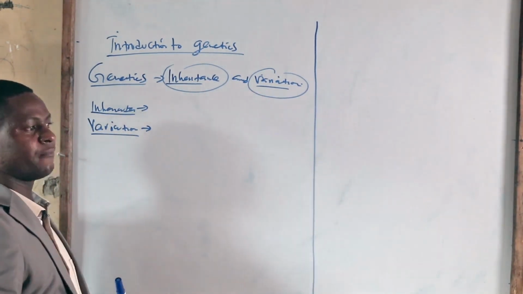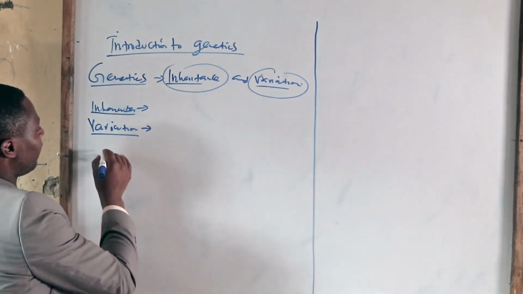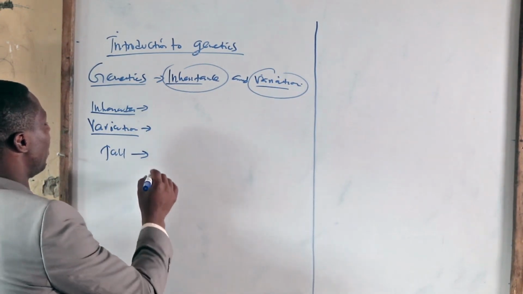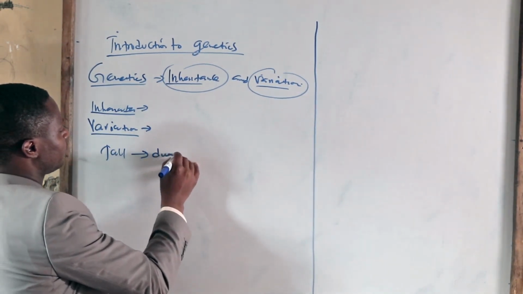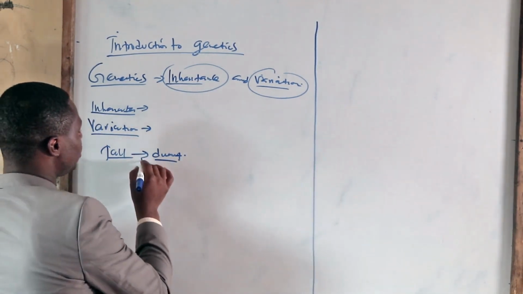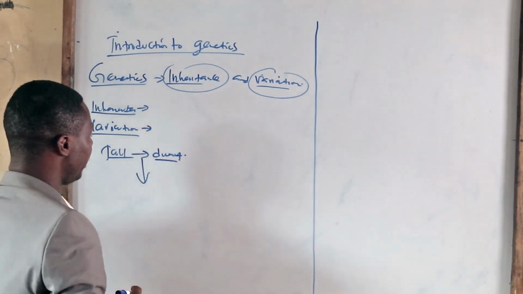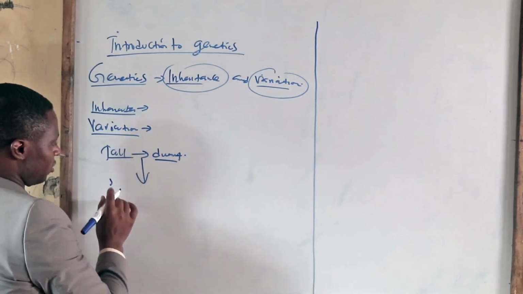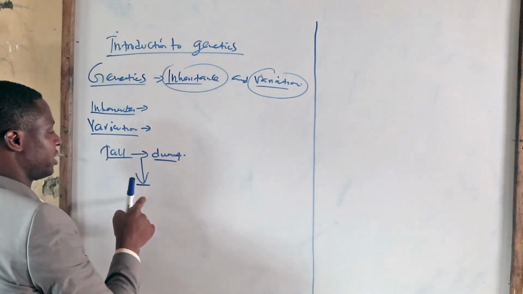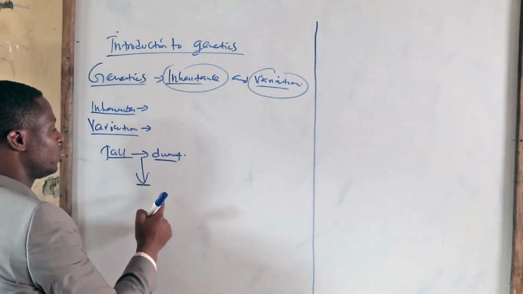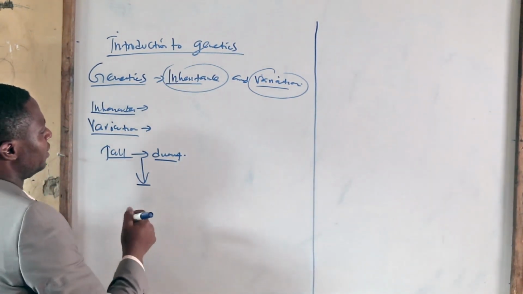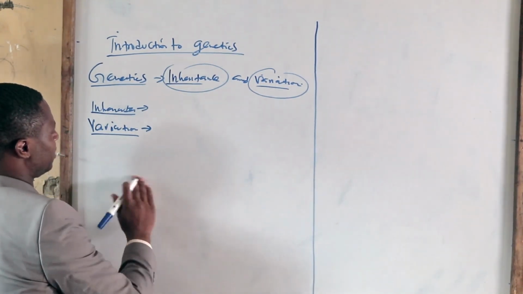For example, when you have a father who is tall and marries a wife who is dwarf, the offspring of these two people, either the child is going to be tall or dwarf, depending on genetics, or depending on inheritance, which you're going to look at in further stages of genetics. We're coming to that point.